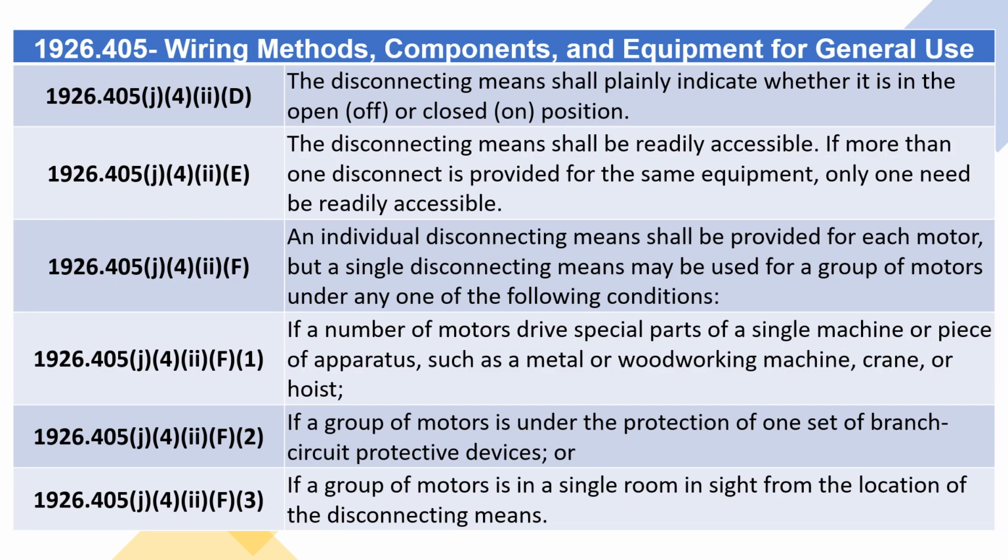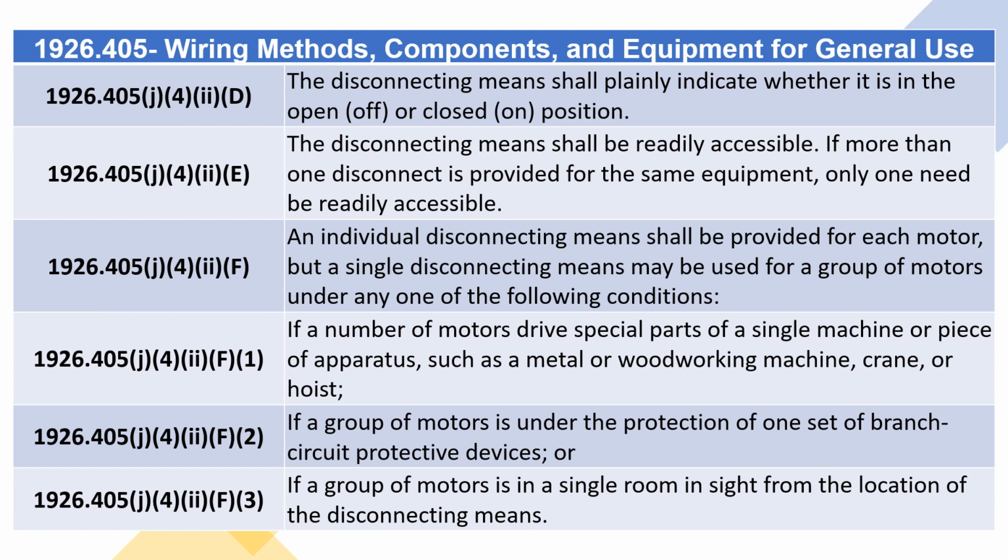1926.405(j)(4) The disconnecting means shall plainly indicate whether it is in the open (off) or closed (on) position. The disconnecting means shall be readily accessible. If more than one disconnect is provided for the same equipment, only one need be readily accessible.